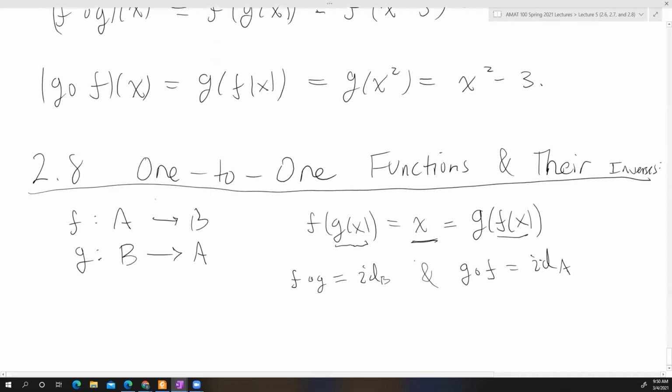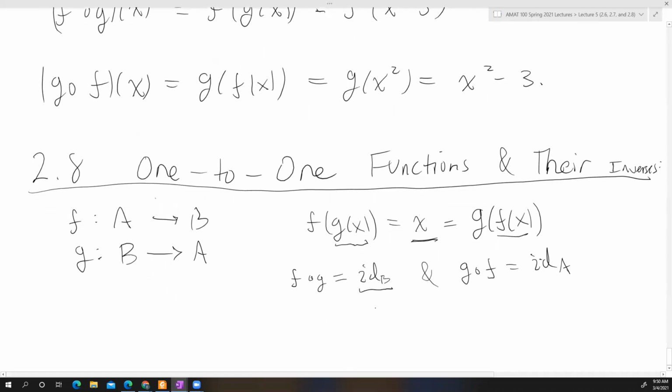The identity function is just the function which sends an element to itself. So for example, the identity of B sends x to x. And this all makes sense because f compose g is a function from B to B. So the domain and codomain are both B, and then g compose f is a function from A to A.